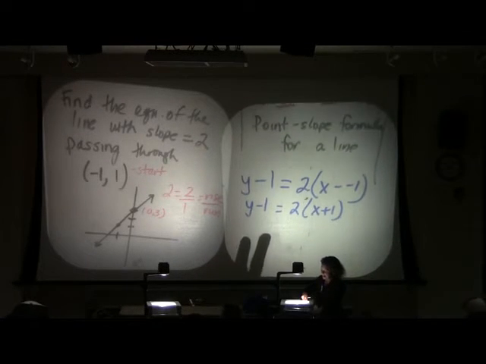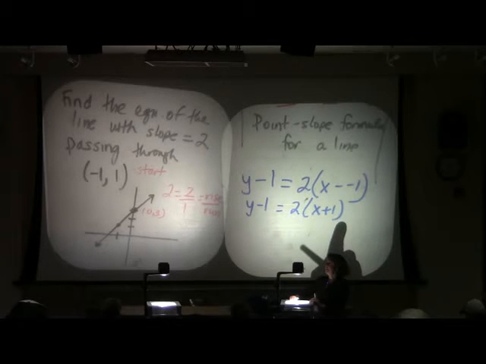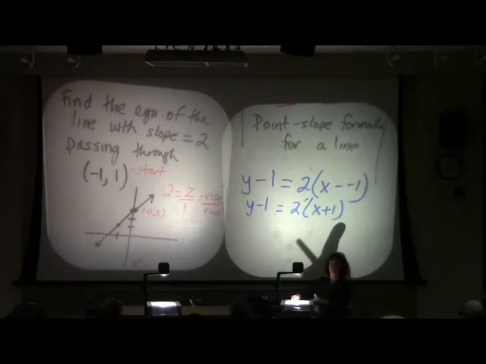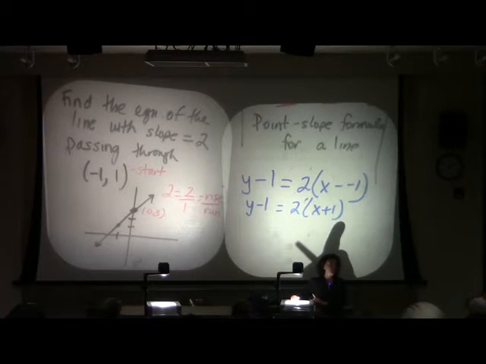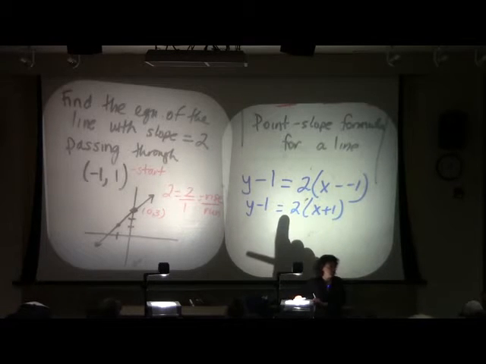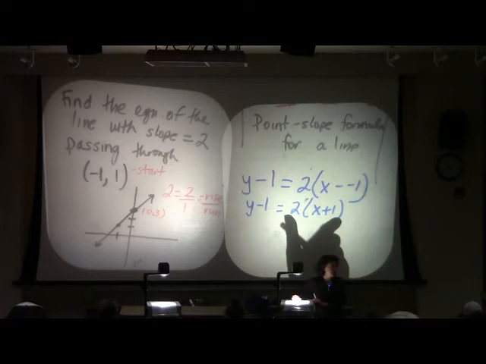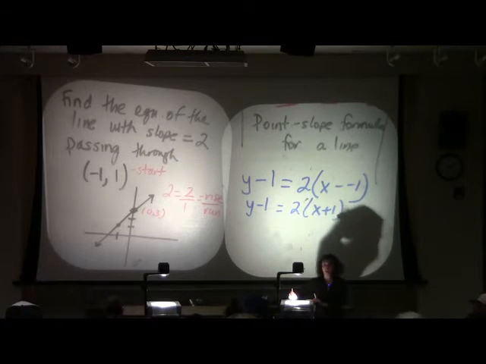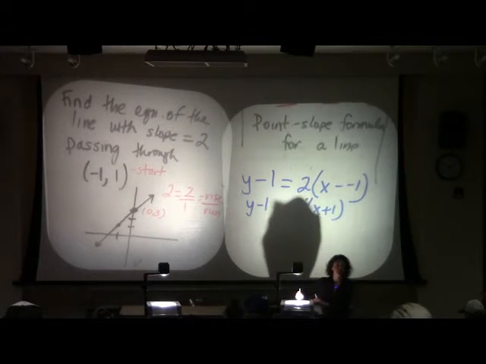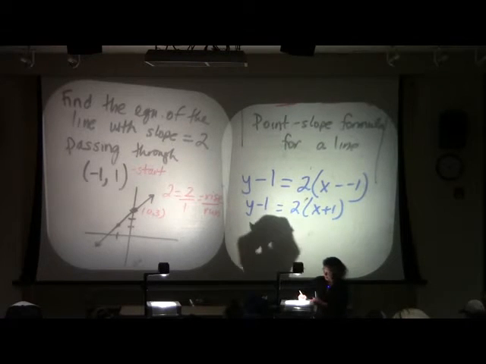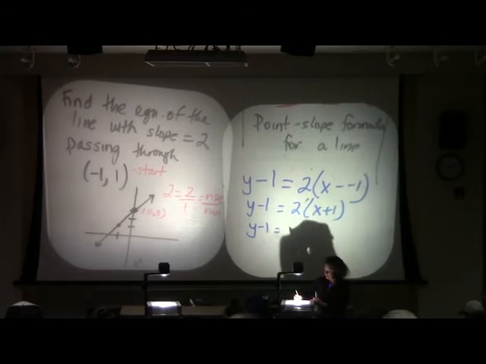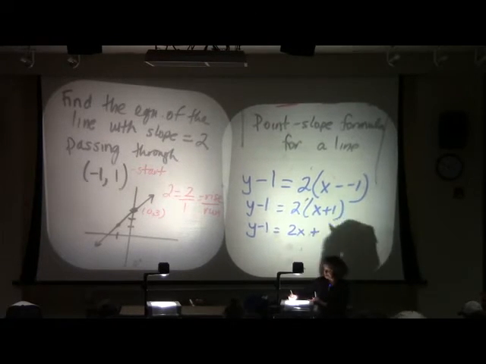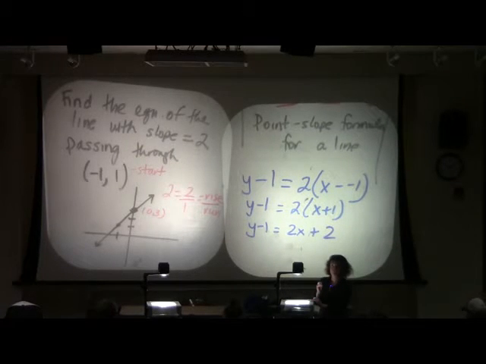Cool. All right. My next step is to use my distributive property. I don't know how long it's been since you guys have done mathematics, but when you have a number times the sum or difference in the parentheses, you distribute your 2. Everybody in your parentheses gets to enjoy your 2. So you have y minus 1 is 2x plus 2 times 1, which is 2.